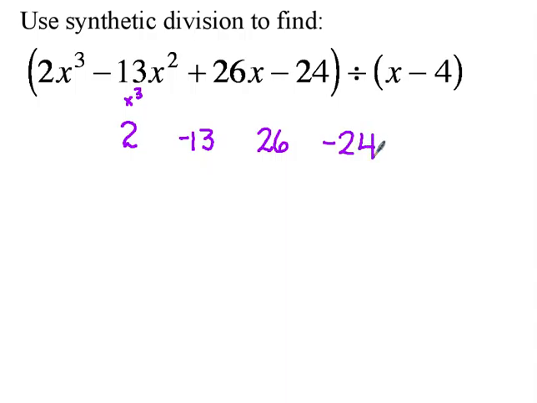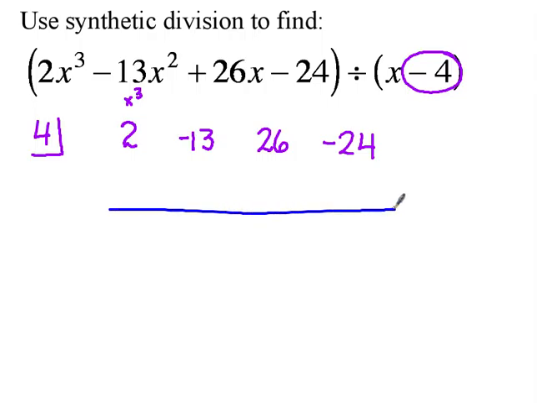Now I'm going to divide by x minus 4. How we divide this is we actually use the opposite of whatever that number is. So what's the opposite of negative 4? Positive 4. So I'm going to put the 4 in a little half of the box there. Okay? Now this goes really, really quick. The first thing you're going to bring down is the very first number. So I'm going to bring down a 2.